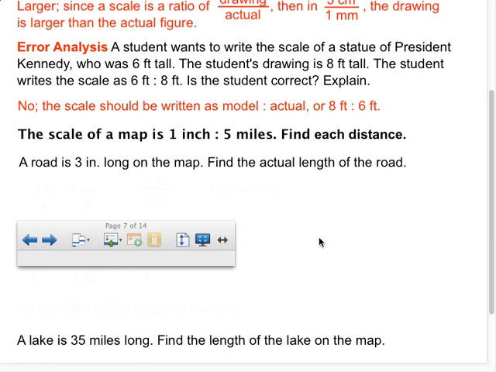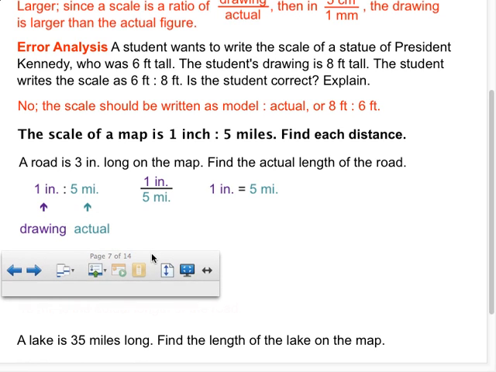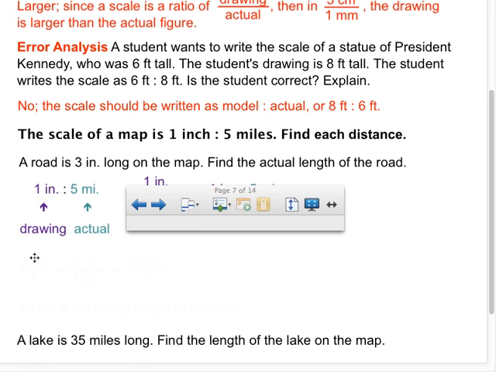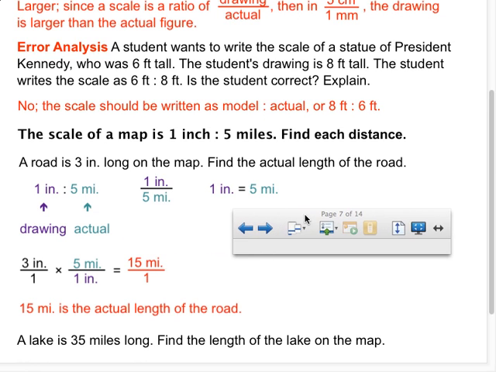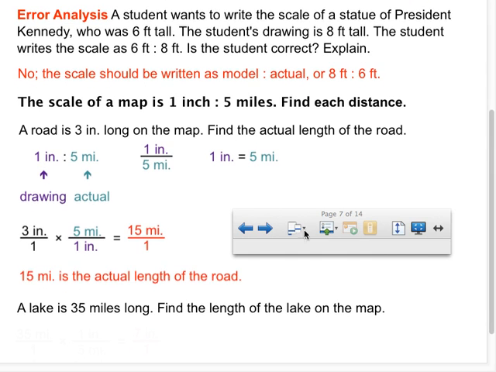Saki, what's your guess? You think it's 15 miles? Well, let's take a look. Here's our scale. It's our drawing and our actual. 3 inches, and we need to use our scale so that we can eliminate inches. So 15 miles is the actual length of the road. Very good.